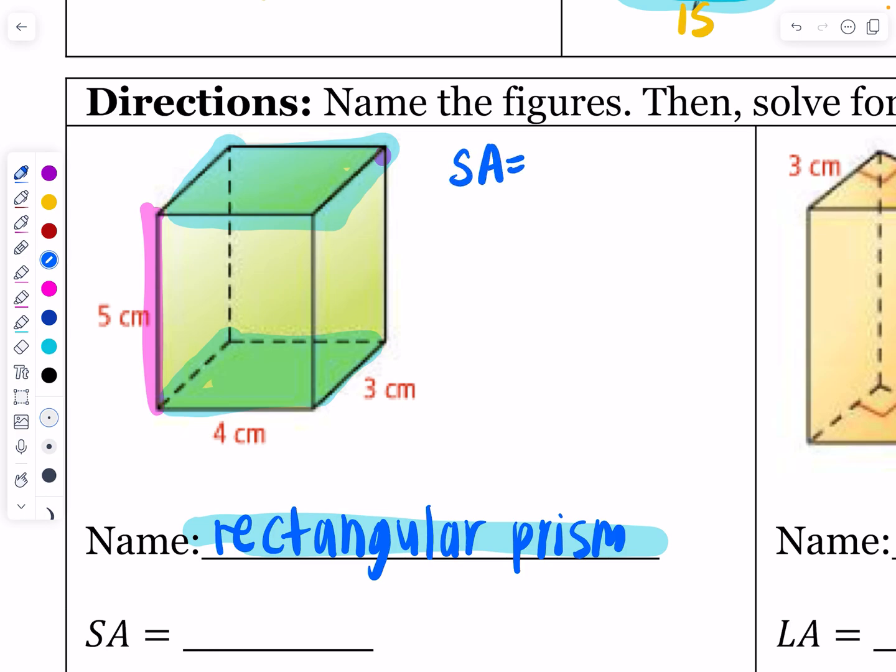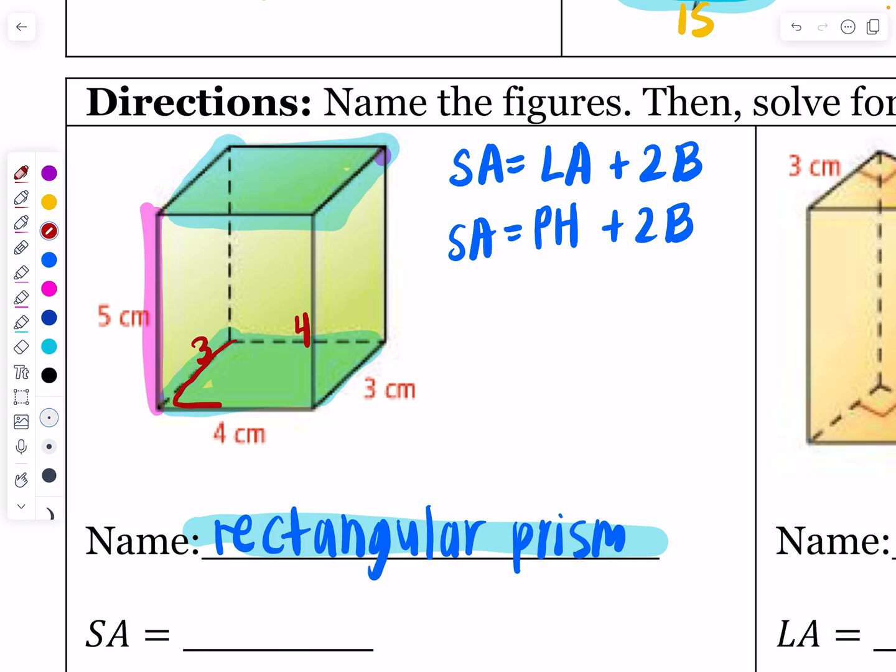So the surface area is going to be equal to the lateral area, which is the walls, plus 2 of the bases. So how do we find the lateral area? It is going to be our perimeter times our height, plus 2 of the bases. So let's fill that in. What is the perimeter of the base? This is a 4 by 3 rectangle, so this will be 4, this will be 3. How do you find the perimeter of that? You add all 4 of those together. So our perimeter is going to be 4 plus 3 plus 4 plus 3. Of course, that is going to give us a perimeter of 14 centimeters. We want to multiply that by our height between the bases, which is going to be 5 centimeters.